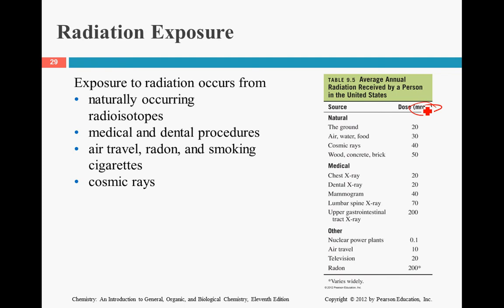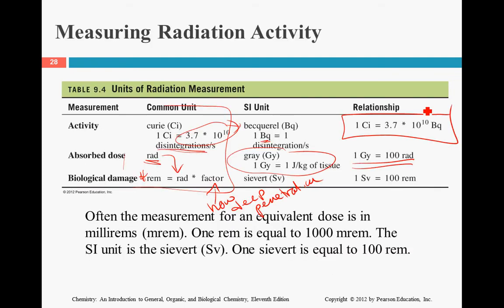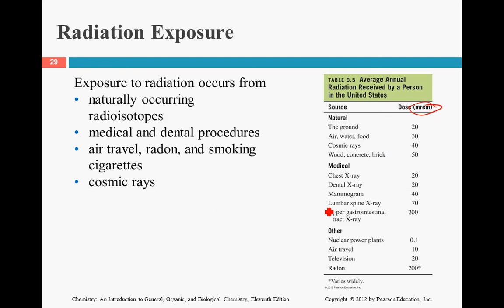Often they use millirems. So it's these rems here, but we put it in millirems. Milli just means 1,000, which is why you have 1,000 here. It makes it a little bit easier to deal with as far as numbers are concerned.